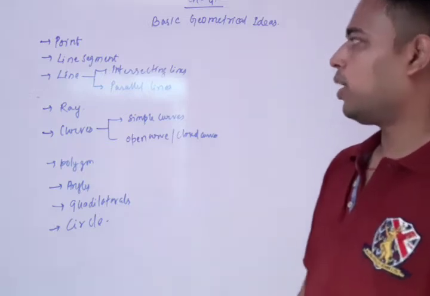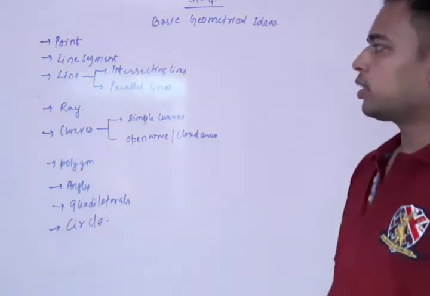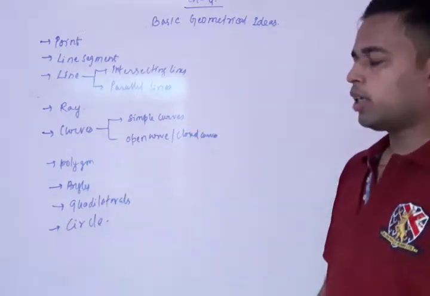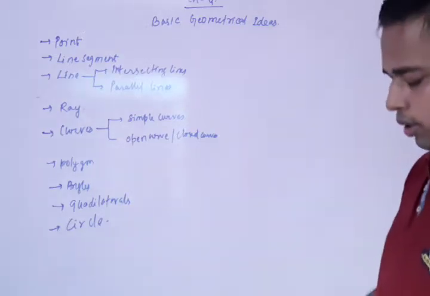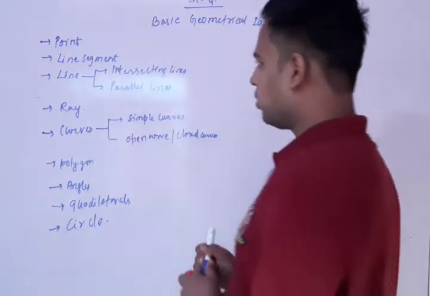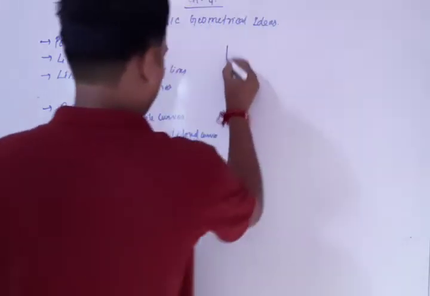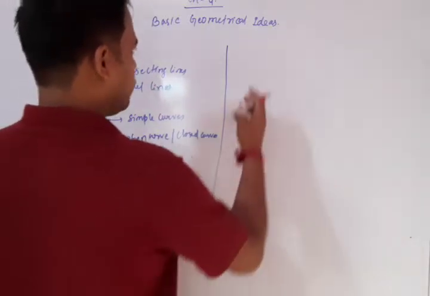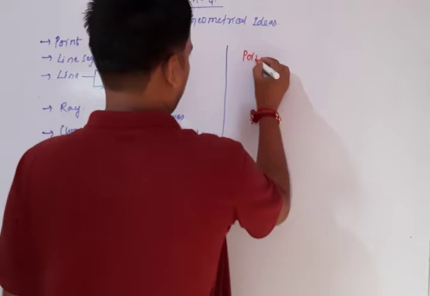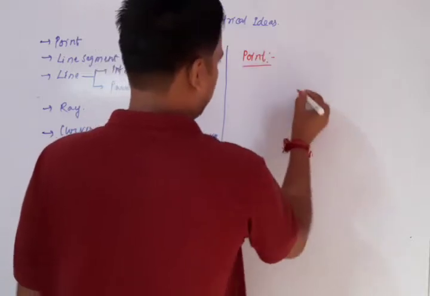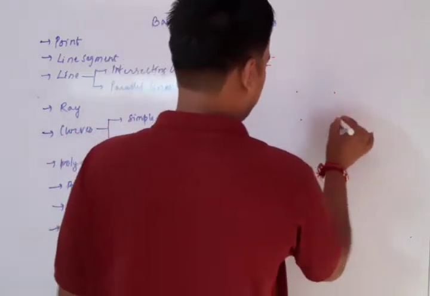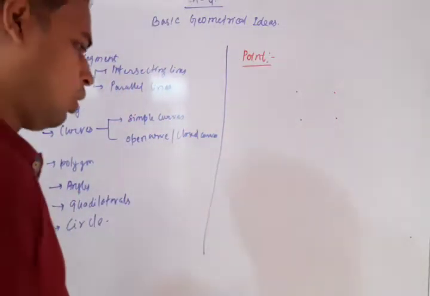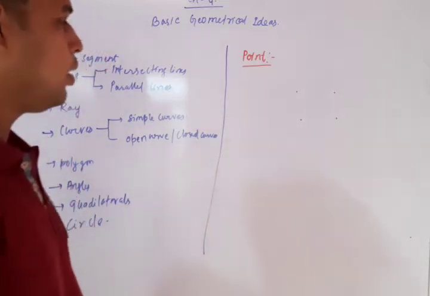First point is point, then line segment, then lines, intersecting lines, parallel lines, ray, then curve, polygons, angle, quadrilateral and circle. So what is the point? First come to the point. What is point? This is a point, this is a point, this is a point. I have drawn 4 points. So how we will define points?